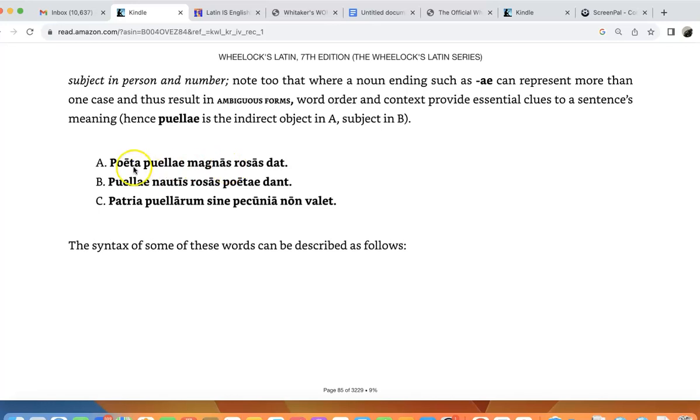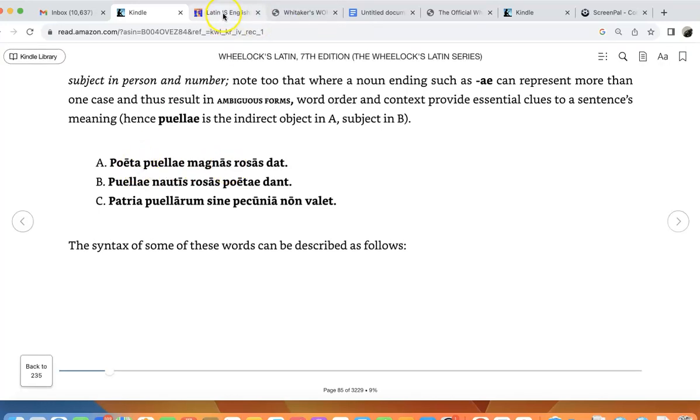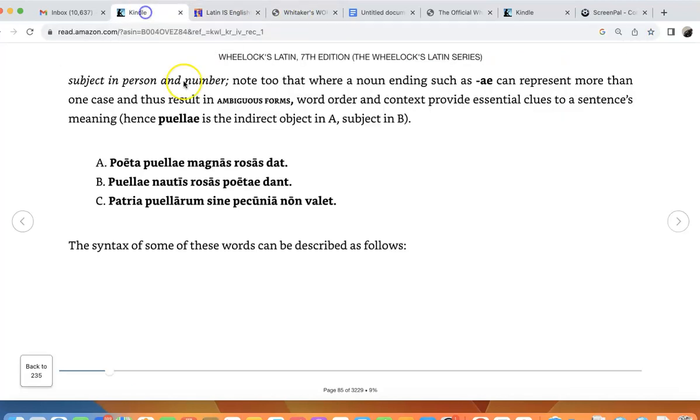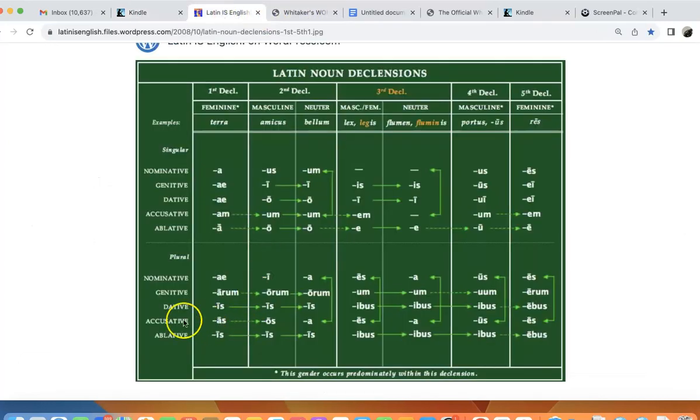And so let's take a look at this one here. So the poet, so it ends in A. But then let's start with the direct object here. Here we have magnas rosas. Here we have to be able to recognize that it is accusative plural. So it's the direct object in the plural. So large roses. But then to the girl is the context here, that's why we have AE for puellae.